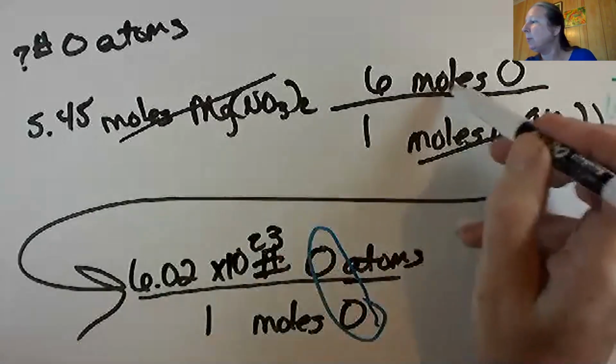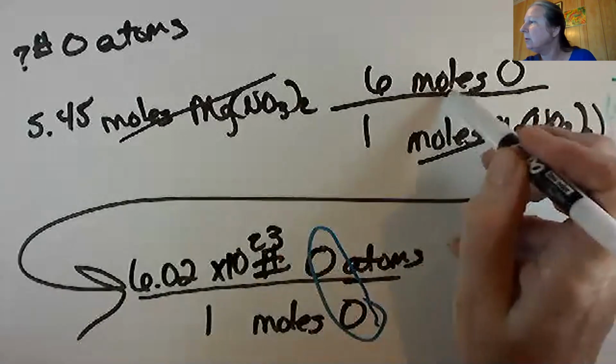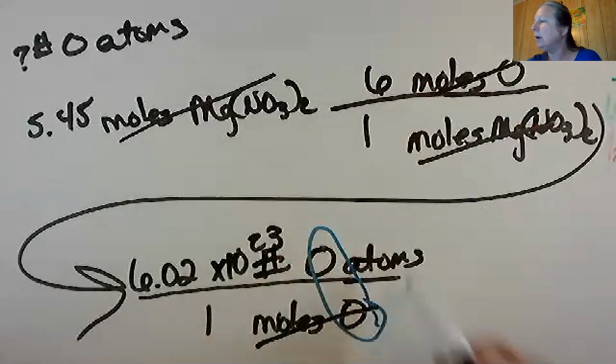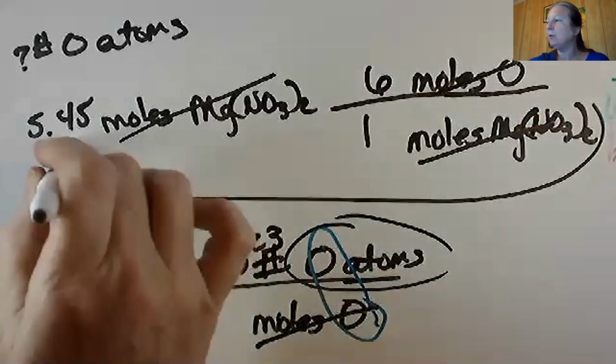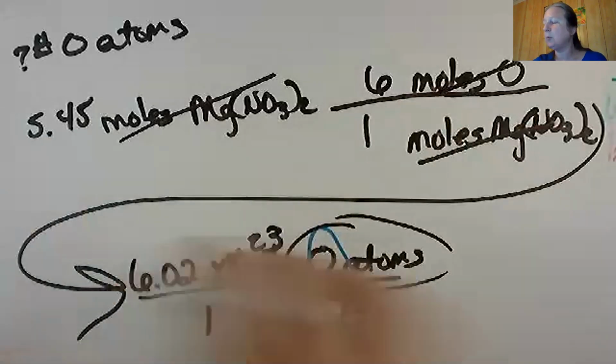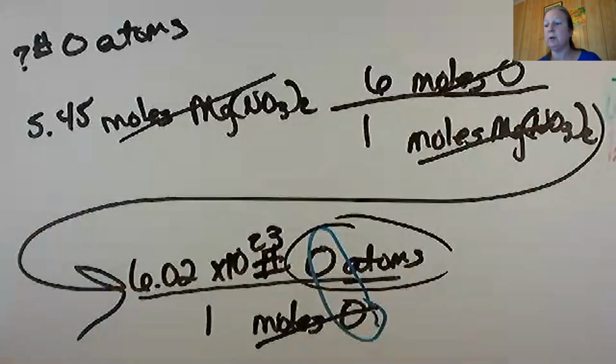My moles of oxygen will now cancel out. And I have what I'm looking for. So now multiply 5.45 times 6 times 6.02 times 10 to the 23rd, and you will get your answer. It's just more steps. You just keep putting the units in till they cross out till you get where you're going. If you only put units in first until you get the answer you need, then you go back, put your numbers in. It's easier to not get confused.